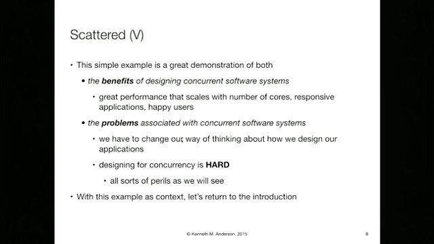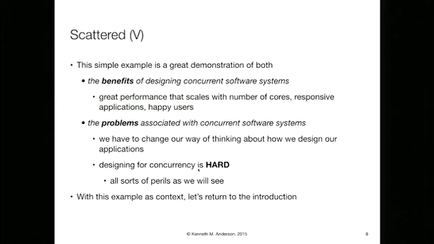The problems associated with concurrent software systems is that we have to change our way of thinking about our design. The simplest way of designing, with a single-threaded solution, which we've been taught since the beginning of our journey as programmers and software engineers, is not the way that's going to win the day. You have to switch over the way you're thinking about designing these systems. And designing for concurrency is hard, with all sorts of perils that we'll discuss next.